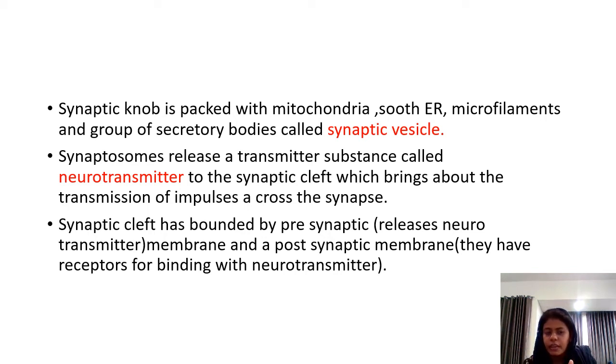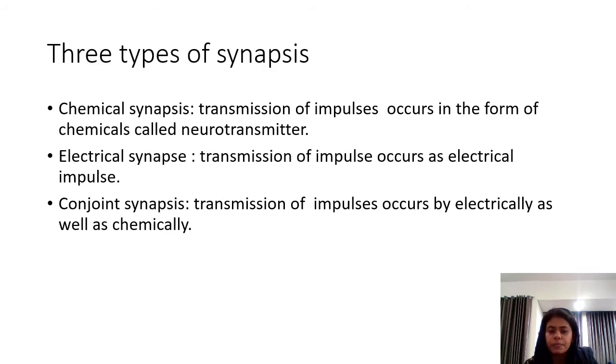The synaptic cleft is bounded by the presynaptic membrane which releases neurotransmitter, and it is received by another membrane which is called the postsynaptic membrane, and they have receptors for receiving this neurotransmitter which is released by the presynaptic neuron.